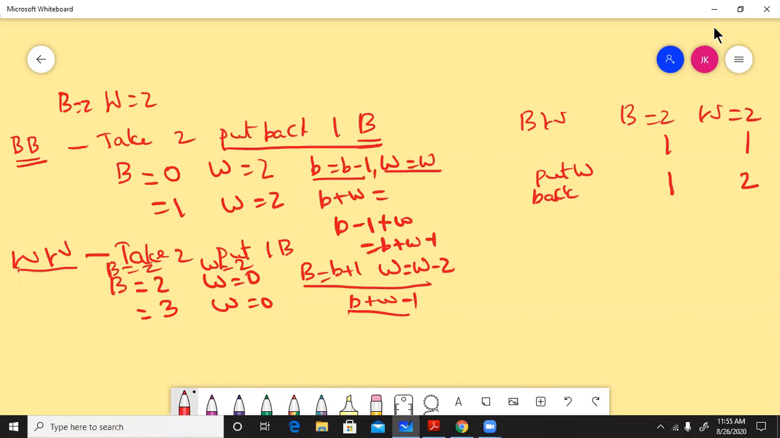1 plus 1, 2. Can you understand? So now what happened? What's the difference between this? This is B minus 1. W remains the same, 2 remains as 2, but whereas 2 has become 1, so B minus 1.